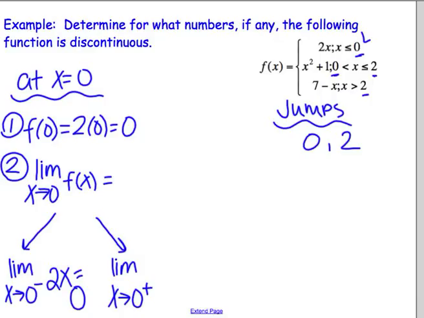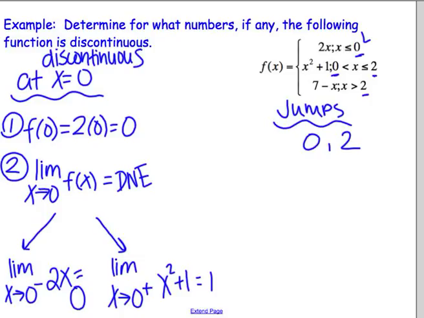From the right, we're looking at numbers just bigger than 0. So now we're going to use the other function, x squared plus 1. And when I put a 0 in for x, I get a 1 out. Now, those aren't the same, so the limit does not exist, which means that we have a discontinuity at x equals 0. Now, we still have to check x equals 2 because there could be more than 1.